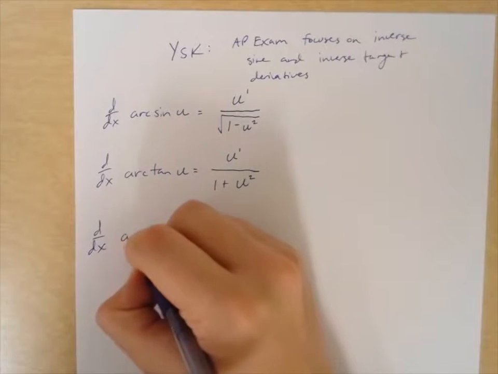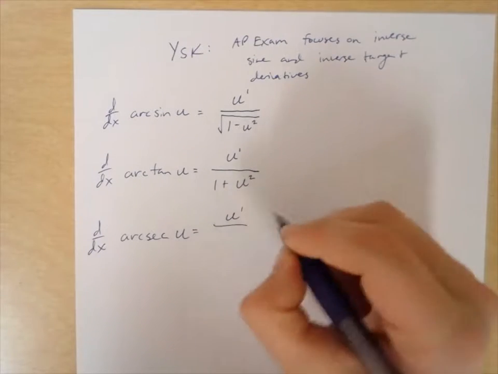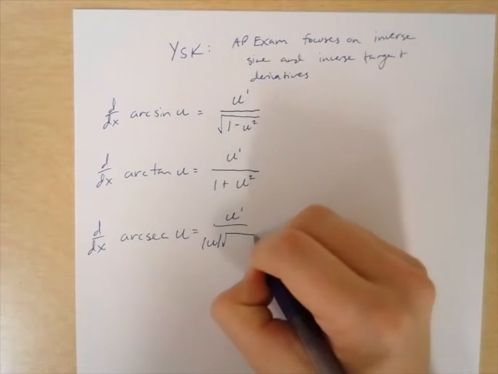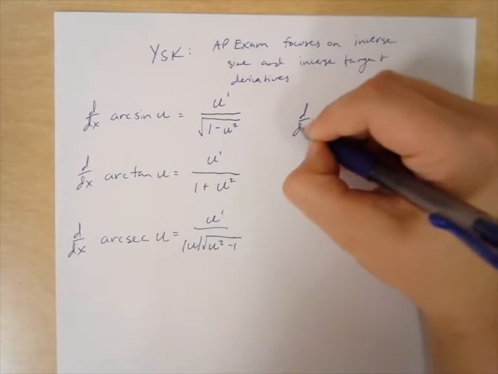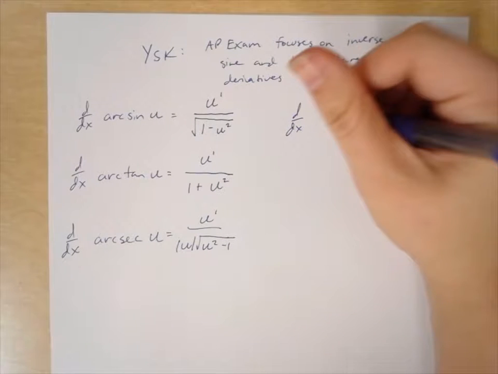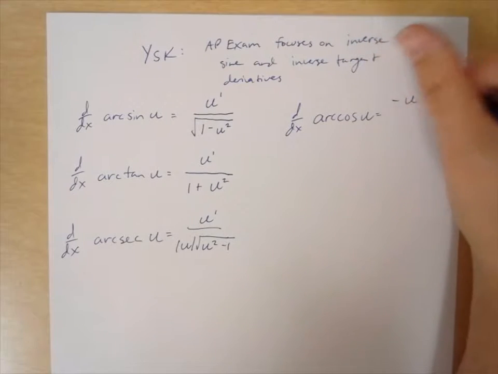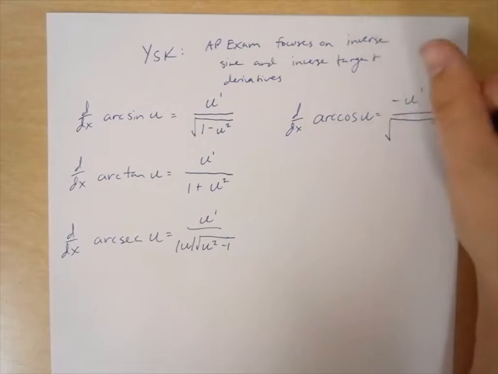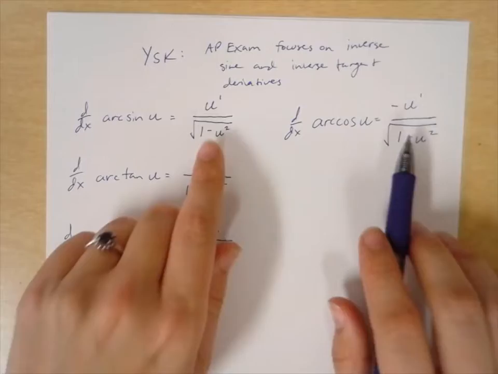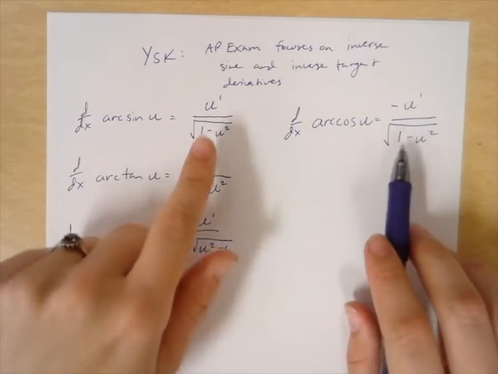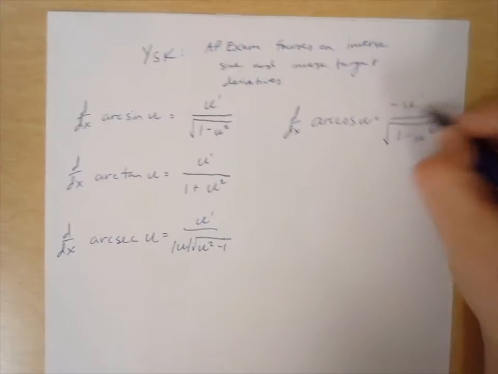Derivative of the inverse of secant would be u prime over absolute value u radical u squared minus 1. Derivative of inverse of cosine is negative u prime over radical 1 minus u squared. Notice that the original rules for the derivative of cosine and sine hold here, where we have the opposite thing for cosine, opposite sine.